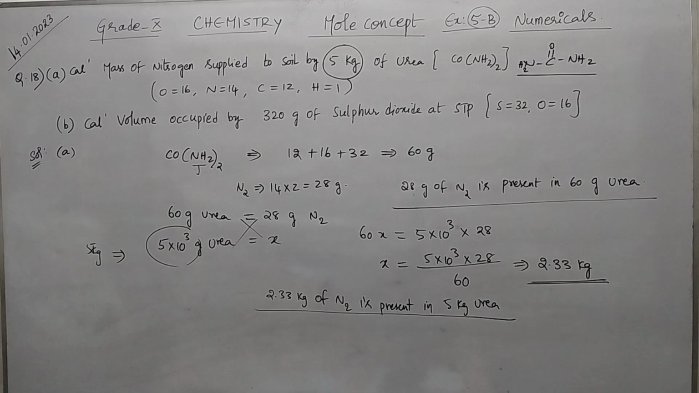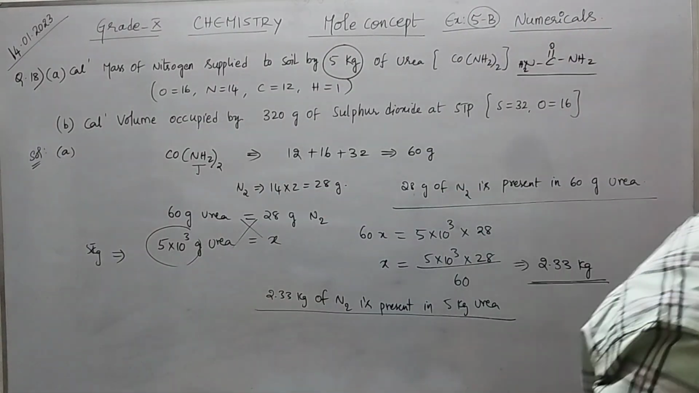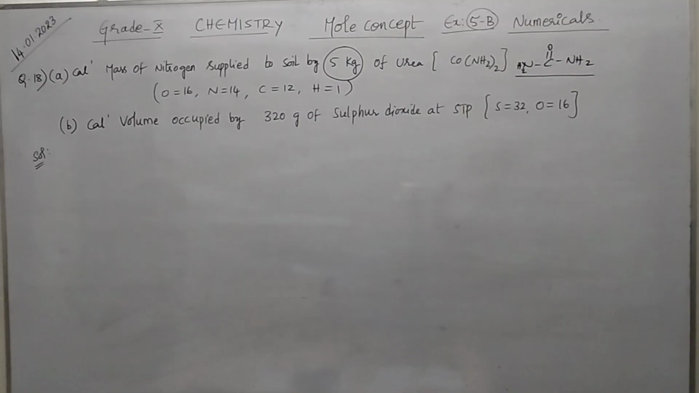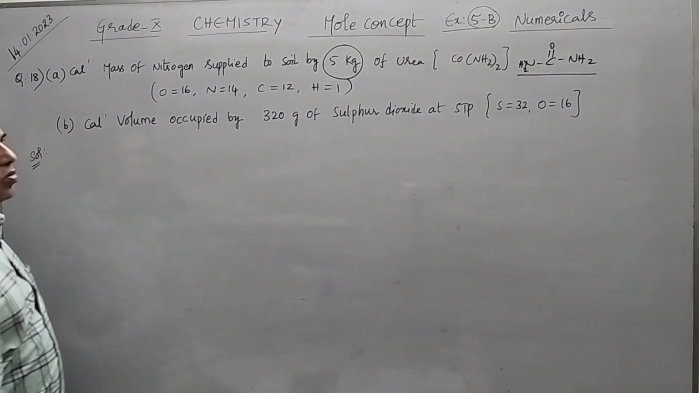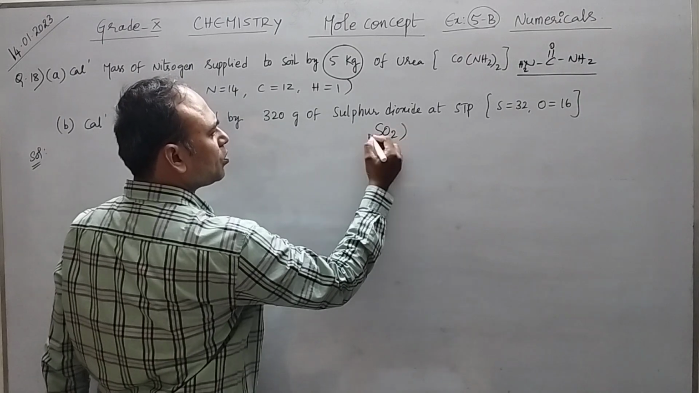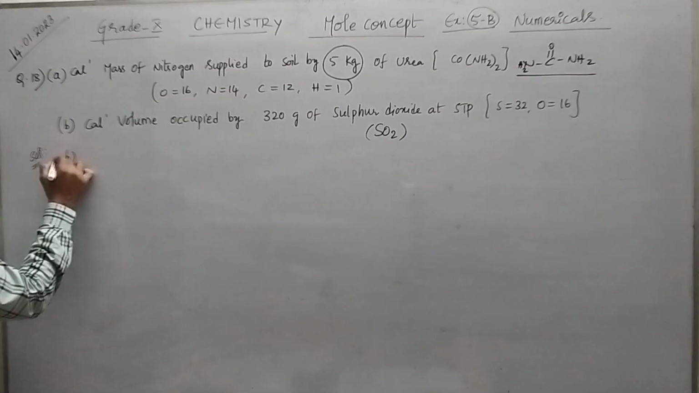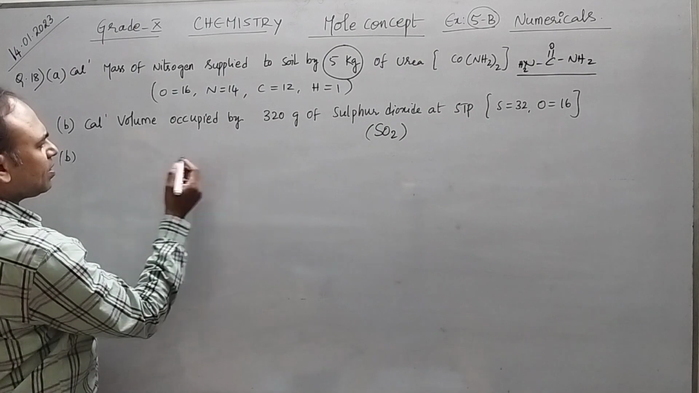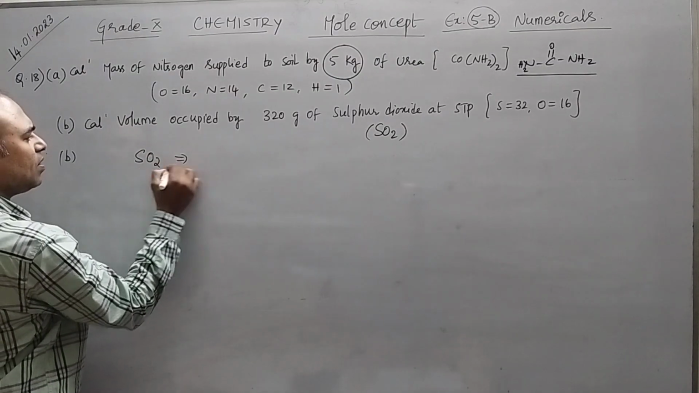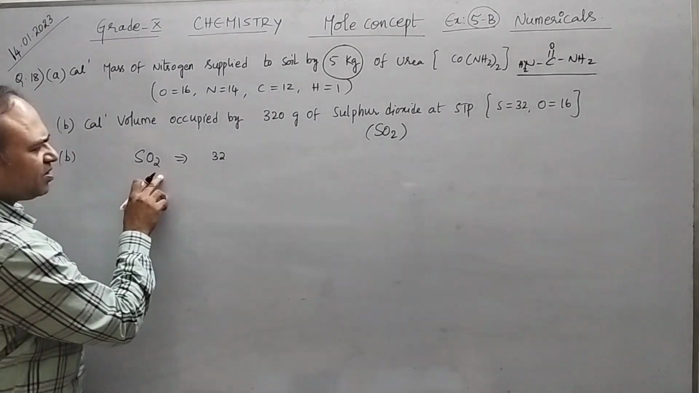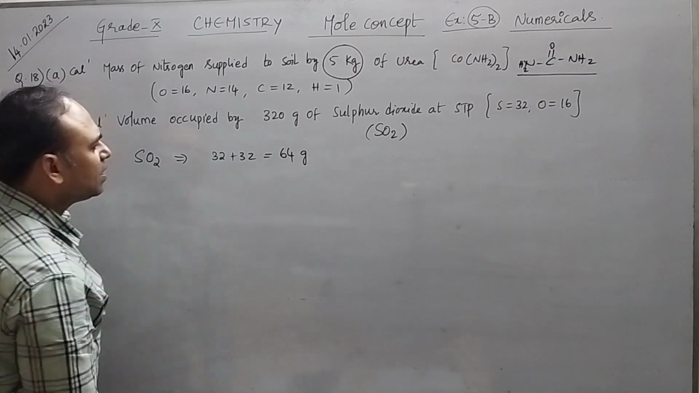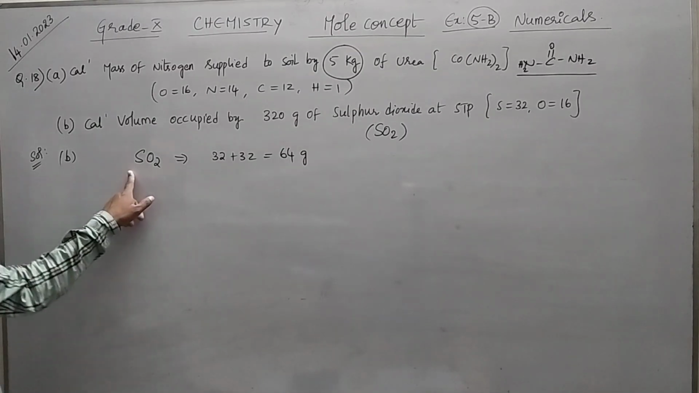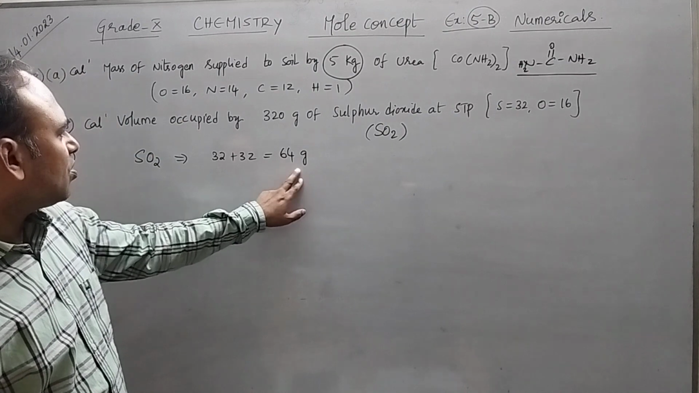Now the second one, you try to solve this. The volume occupied by 320 grams of sulfur dioxide. Sulfur dioxide has the formula SO2. So in solution B, what do we write? Always calculate the molecular mass. Sulfur is 32 and O2 is 16 into 2, again 32. So we get 64 grams of sulfur dioxide. So how much quantity have they given? They have given 320 grams of this.